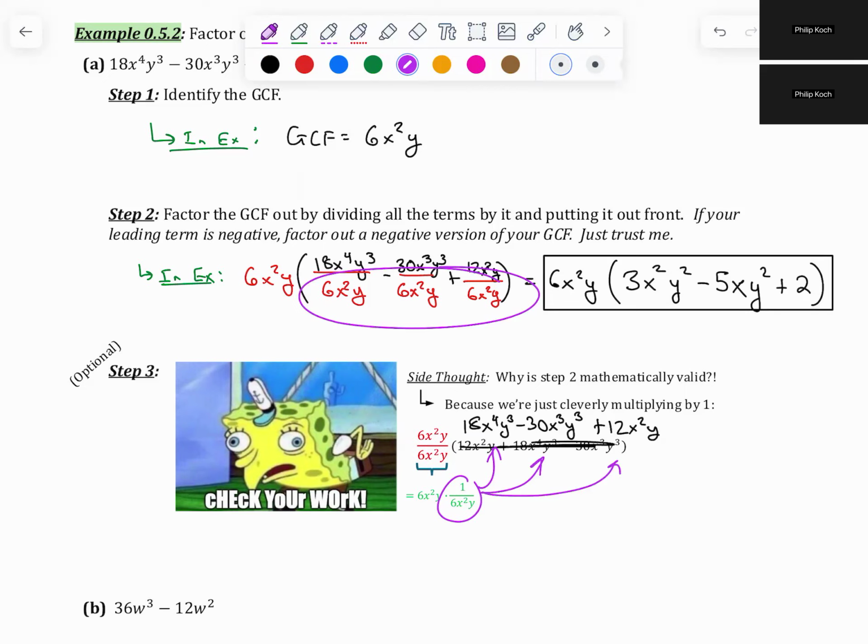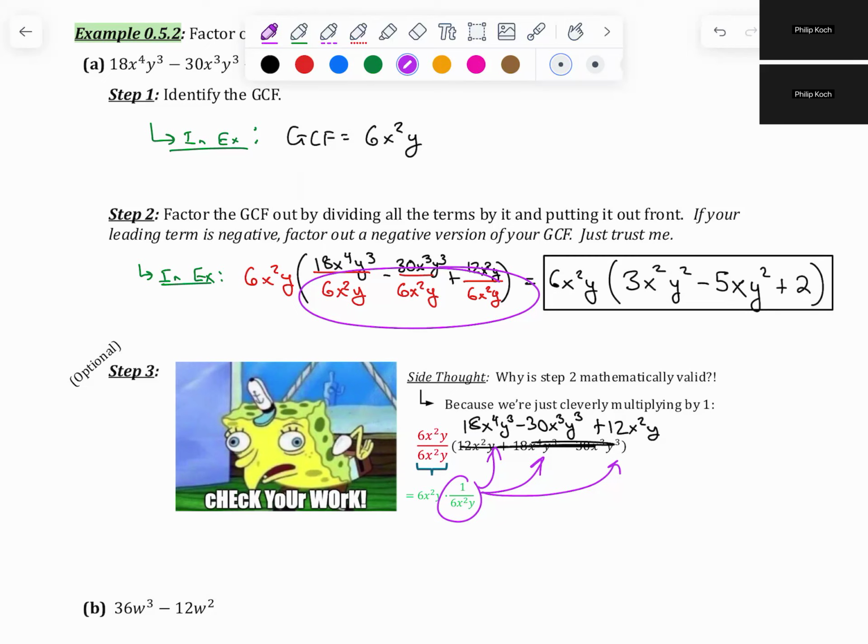Another explanation, that's what we do in practice, but what's really happening is you're breaking each term into a 6x squared y and whatever's left, and then using the distributive property in reverse. That's what's actually happening, but in practice, this is what you're doing. So this is what I would recommend, because the other way is not nearly as intuitive. But any questions on that? So identify it, then divide it out of each term.